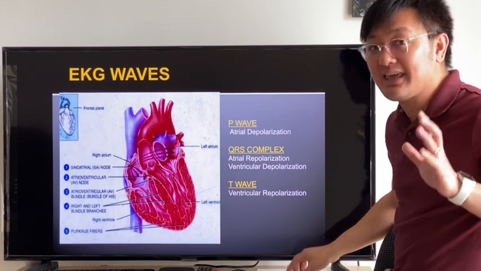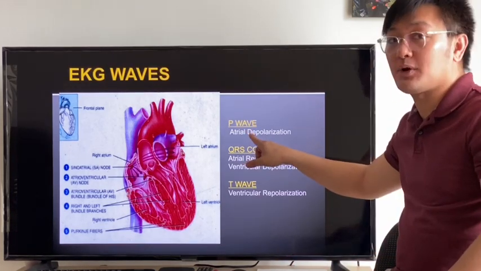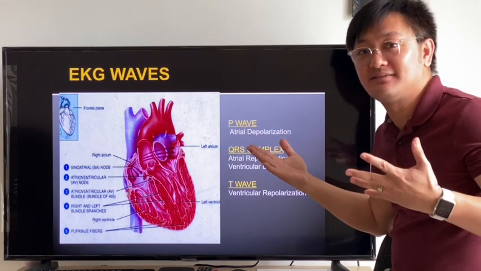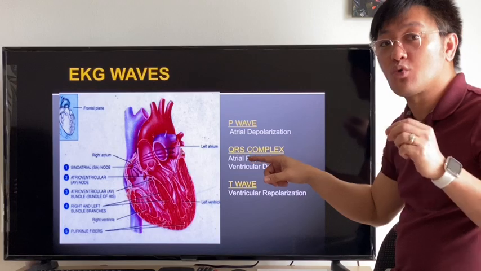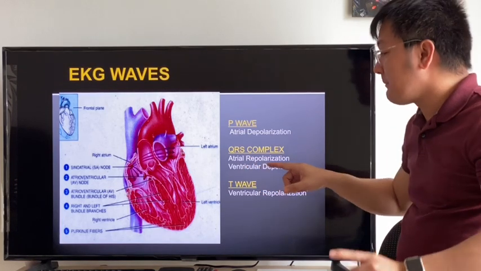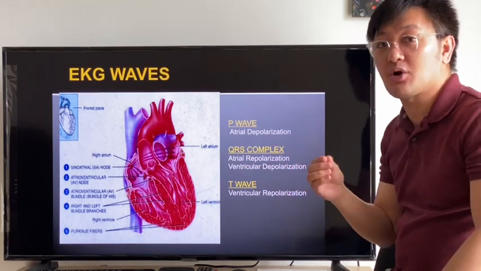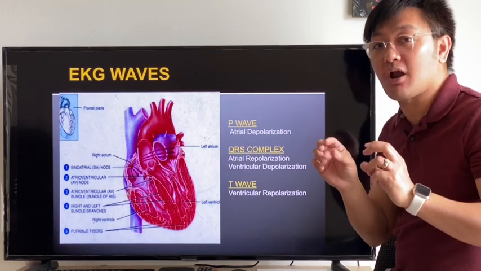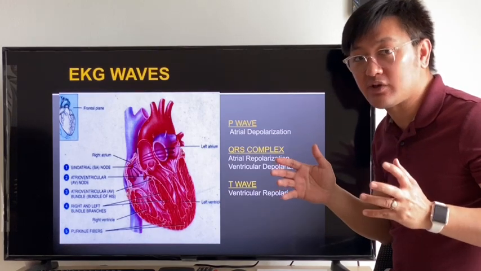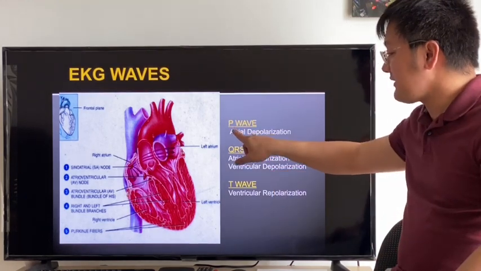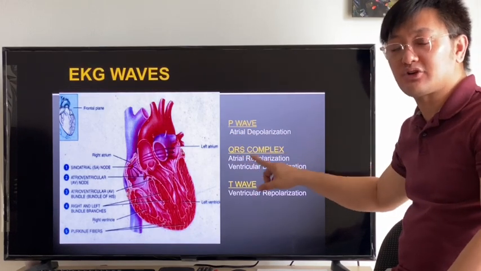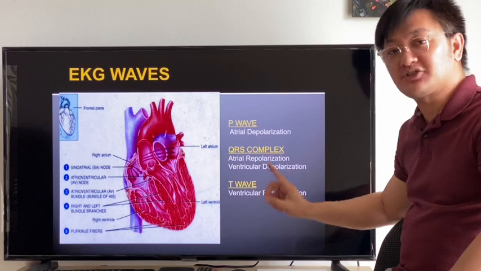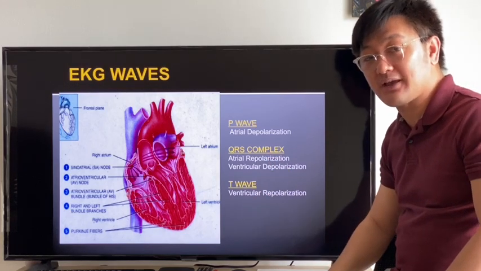To make it easy, depolarization means stimulated, and repolarization means resting. Remember, before a muscle can be depolarized, it must be in its repolarized state. So again, the P wave is atrial stimulation, the QRS is atrial resting and ventricular stimulation, and then your T wave is ventricular resting.